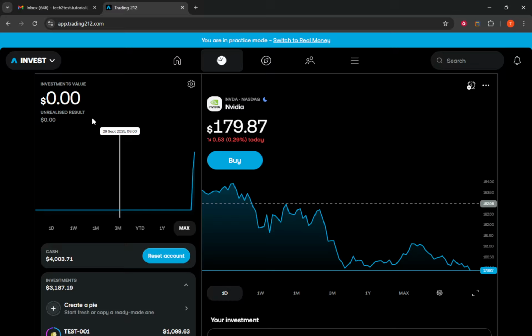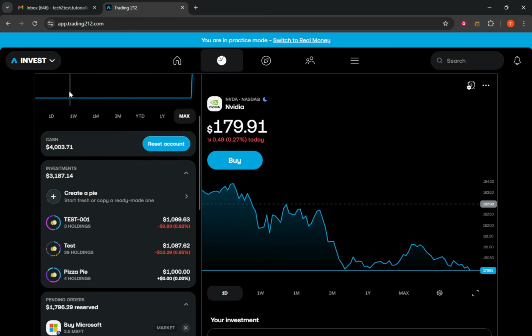Right at the top, you'll see your total account value. This shows what your portfolio is worth across all your stocks, ETFs, and any pies you're using. Remember, your total account equals the value of your portfolio plus any free cash sitting in your account. That distinction helps you see both what's invested and what's available to deploy.